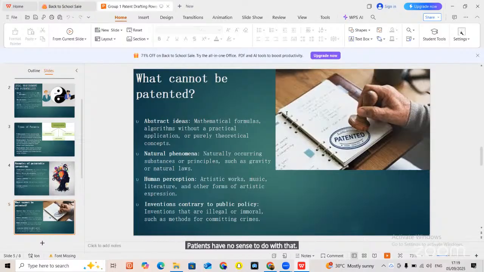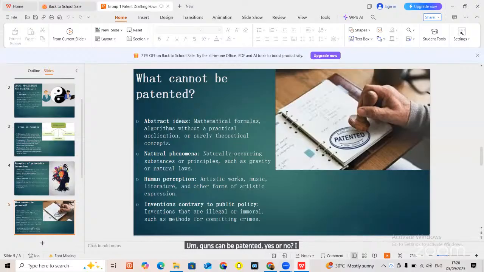And inventions contrary to public policy. So things that are for committing crimes and so on. Now, questions might arise about the gun itself, because now we know what the gun has been used for. Does that mean that guns can be patented, yes or no?